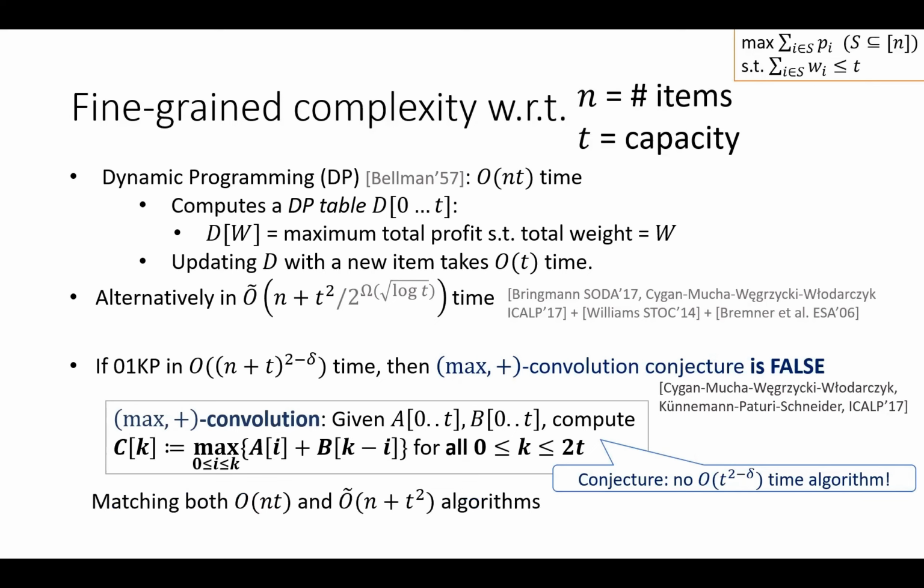And we can see that this conditional lower bound of n plus t to the 2 minus delta matches both the nt time algorithm and the n plus t squared time algorithm, in the sense that under this conjecture, it's not possible to strictly improve these running times by a poly n or poly t factor. So it seems that with respect to the parameters n and t, we have a reasonably good understanding of the fine-grained complexity of the 0-1 knapsack.